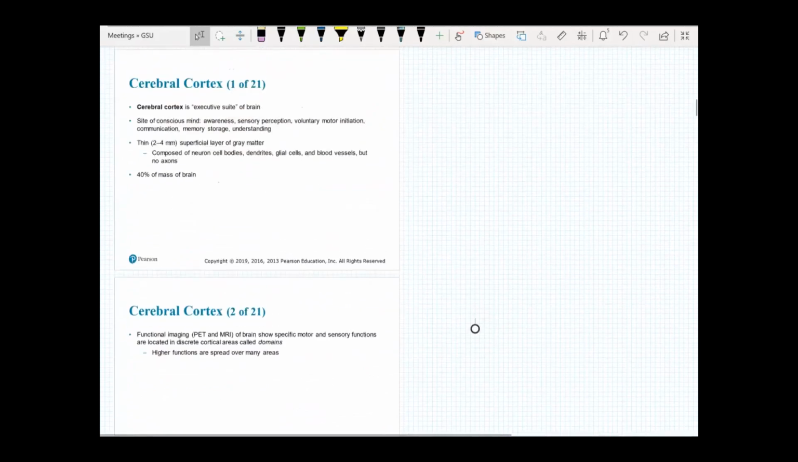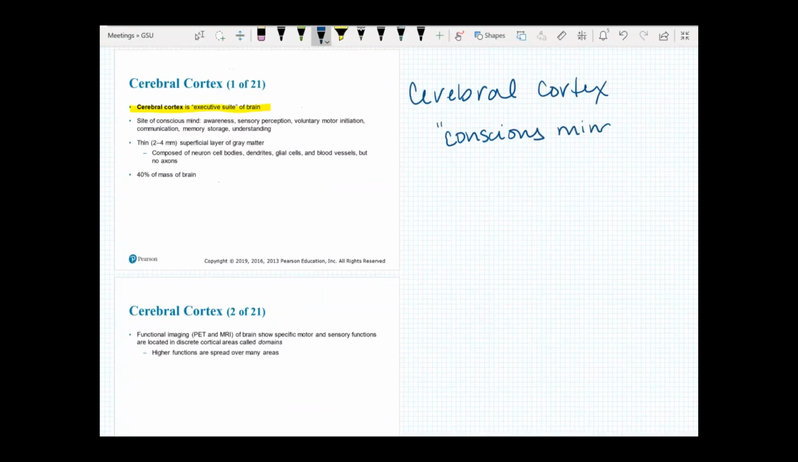When we talk about the cerebral cortex, we are saying it is the executive suite of the brain. Basically, this is where we have all of our conscious, higher level awareness of who we are. So this is our conscious mind. It's where we have the ability to sense things, to think through things, to rationalize and to control our muscles.